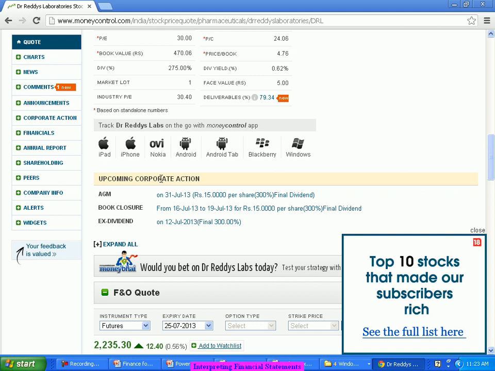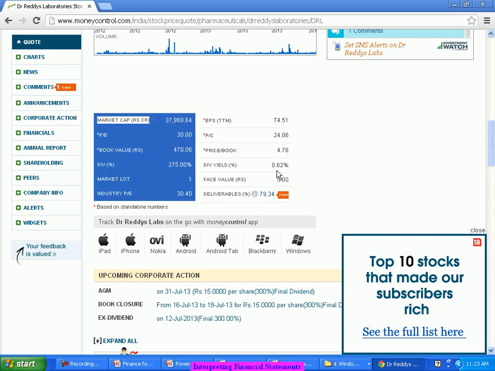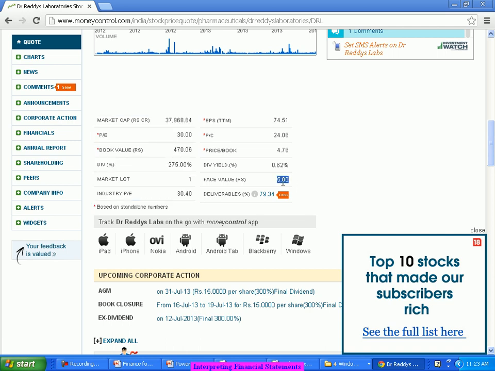How do I find out the number of shares? Face value is 5 rupees per share. And this is the market capitalization. So, divide this by this, you will get the number of shares. Because share price multiplied by number of shares is the market capitalization. So, if I want number of shares, I can do market capitalization divided by the share price, not the face value. Market capitalization divided by the share price.